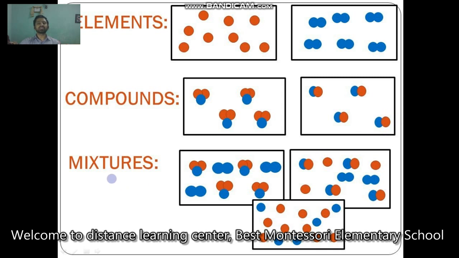But in the case of a mixture, the molecules present in the mixture are not the same. Look at these molecules. Let's compare them. They are not the same, but they have been mixed. This shows the difference between elements, compounds, and mixtures according to their components. I think you are clear with the picture shown here.